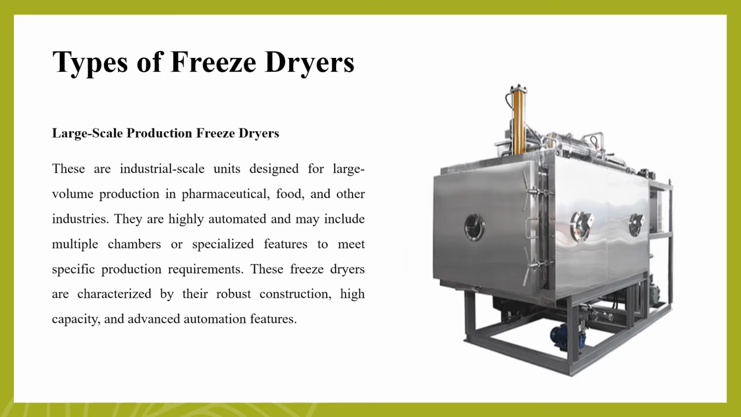The next type of freeze dryer is the large scale production freeze dryer. These are industrial scale units designed for larger volume production in the pharmaceutical, food, and other industries, which are highly automated and may include multiple chambers or specialized features to meet specific production requirements.